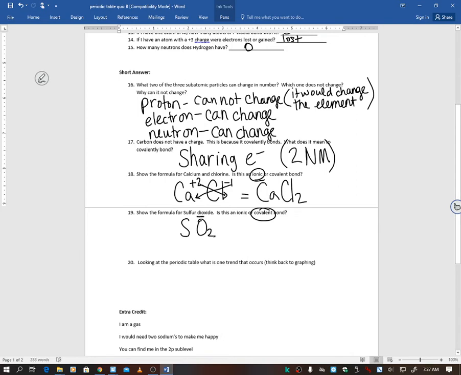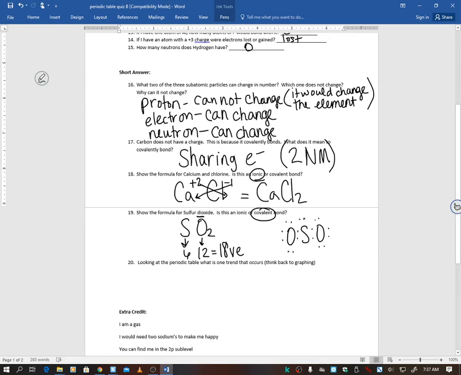SO2. So to do my dot diagram, and this is why covalent has a little bit more going on, you have to do these dot diagrams. Sulfur has 6 valence electrons. Oxygen has 6 valence, but there are 2 of them. So altogether, I have 18 valence electrons from SO2. So what I do is I put the single one by itself, attach the other two. There's 2, 4, 6, 8, 10, 12, 14, 16, 18.